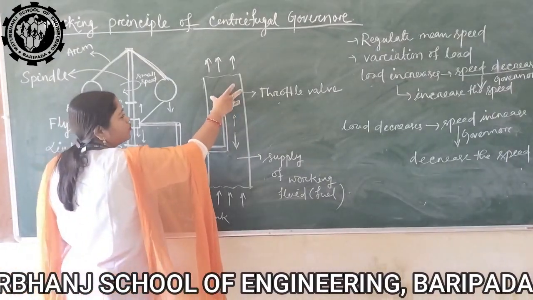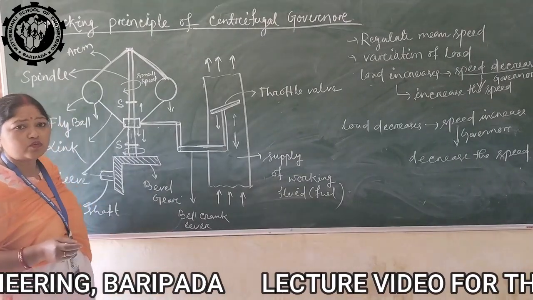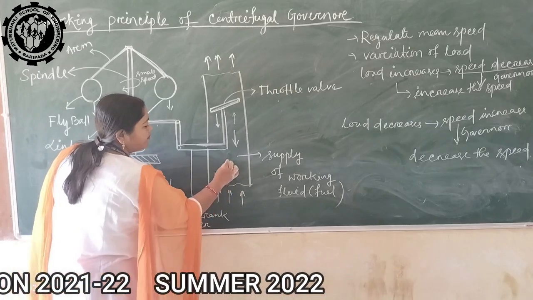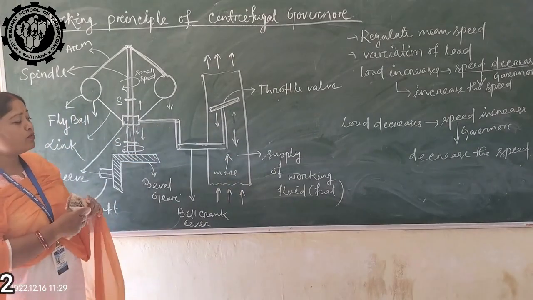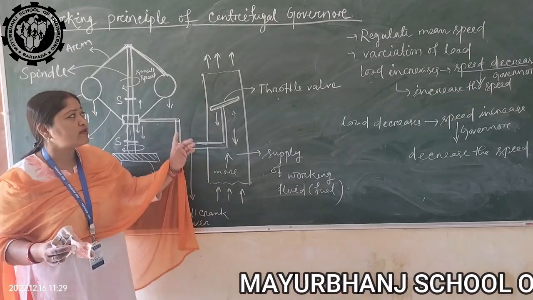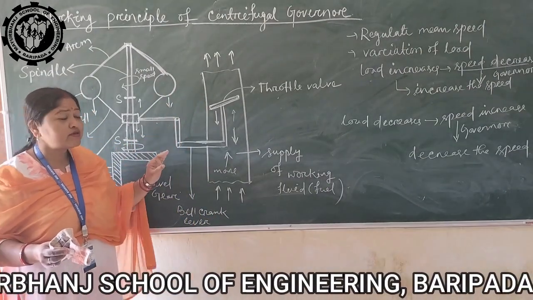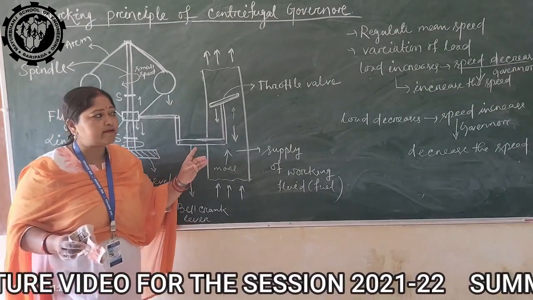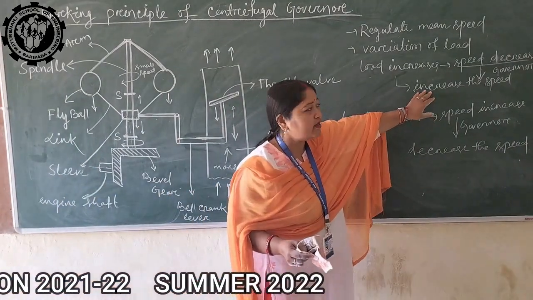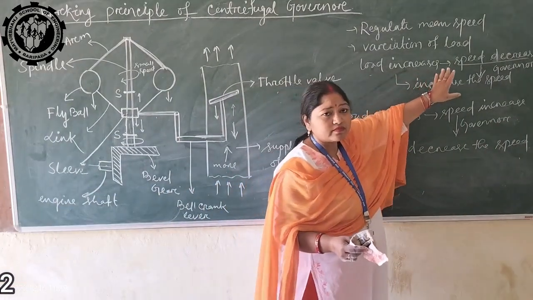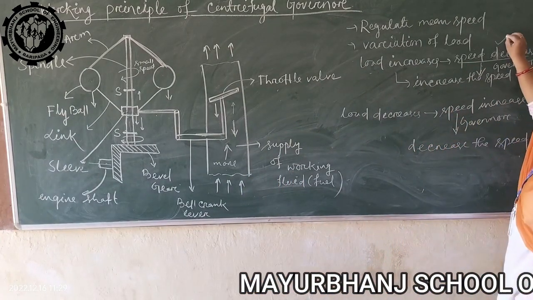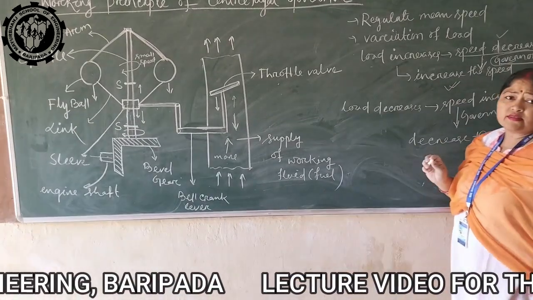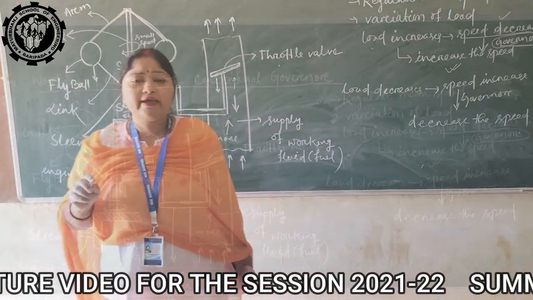When the bell crank lever moves down, the throttle valve also moves down. The opening becomes wider. Therefore, a greater amount of working fluid will be supplied to the engine, and as we supply more working fluid, the speed of the engine will increase. So when load increases there is a decrease in speed, and the governor will increase the speed. Why is it called a centrifugal governor?